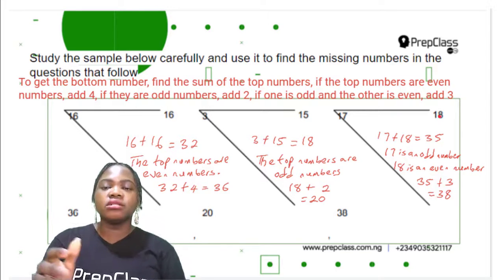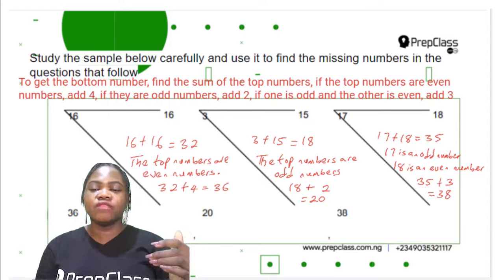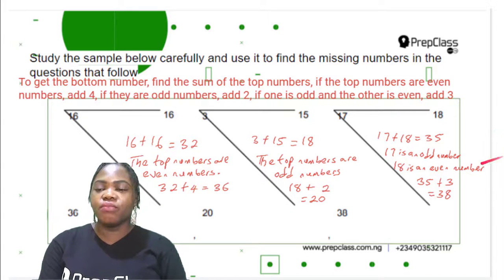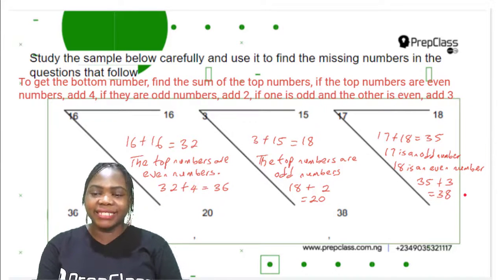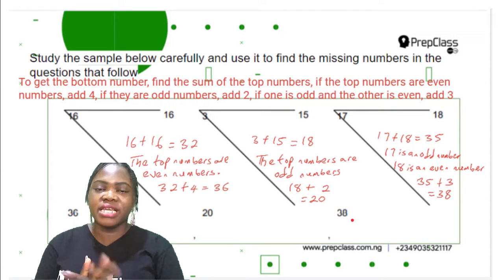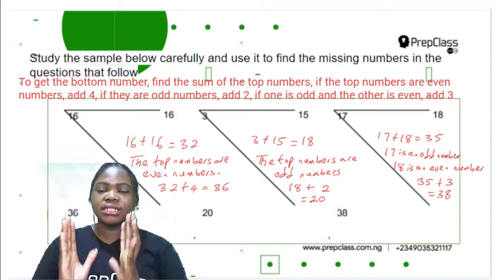So when one of the top numbers is an odd number and the second top number is an even number, what do you do? You add 3. So 35 plus 3 is 38. That's the answer here. So you can see that this is actually very easy. Okay, so don't be in haste. Don't rush. Just take it calmly.